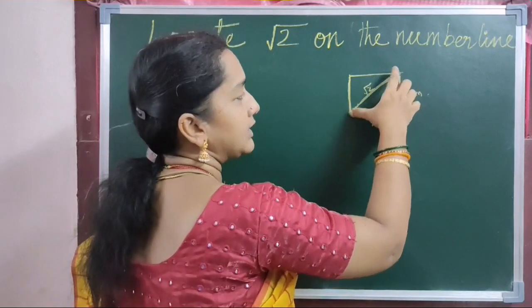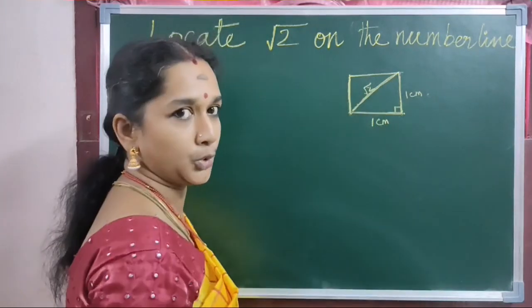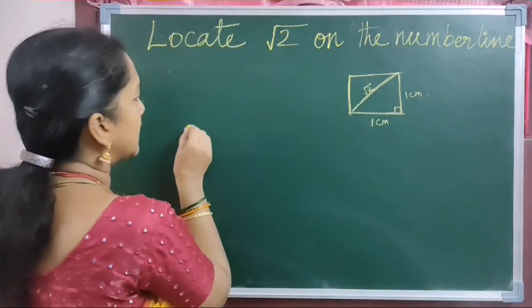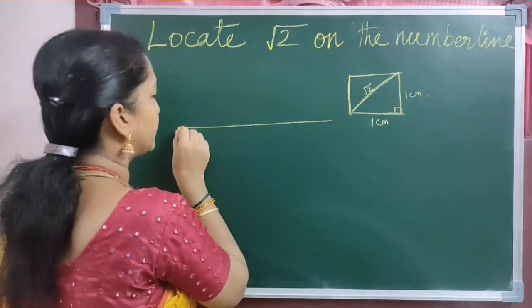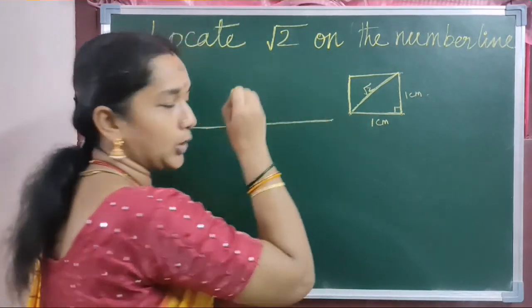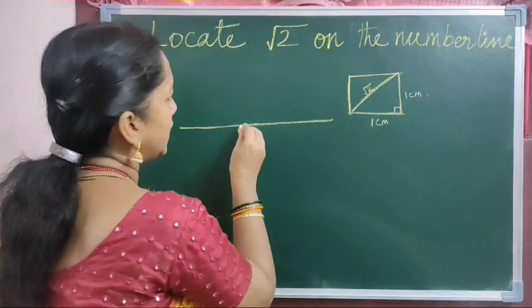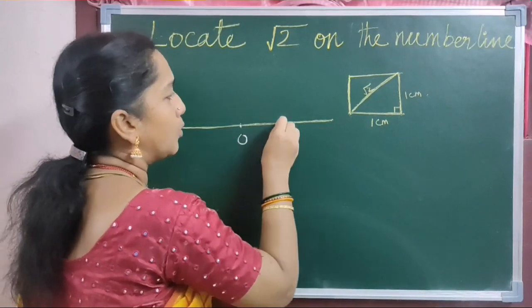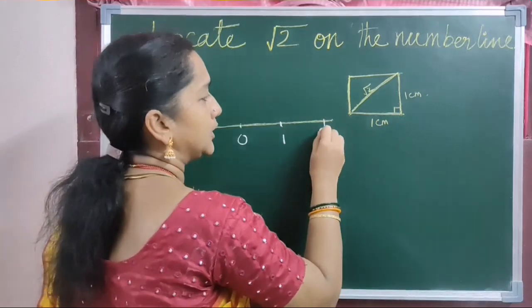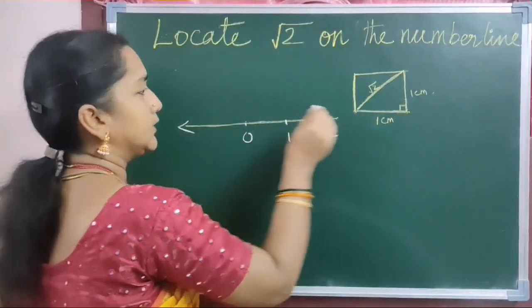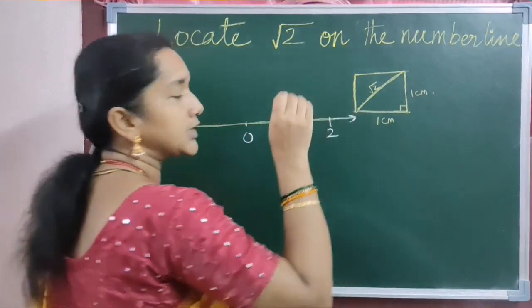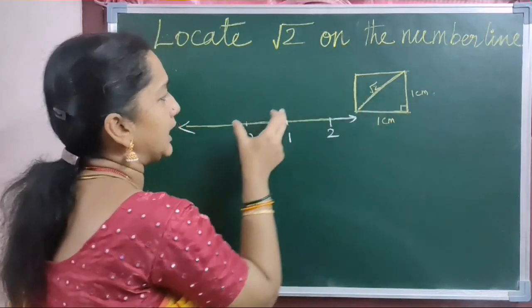So this part, the diagonal, will be root 2. The same thing, I will do it on the number line. On the number line, I will locate this. You take 0, 1, 2. This is the number line. Okay, so this one is the number line. The same thing I am doing here.